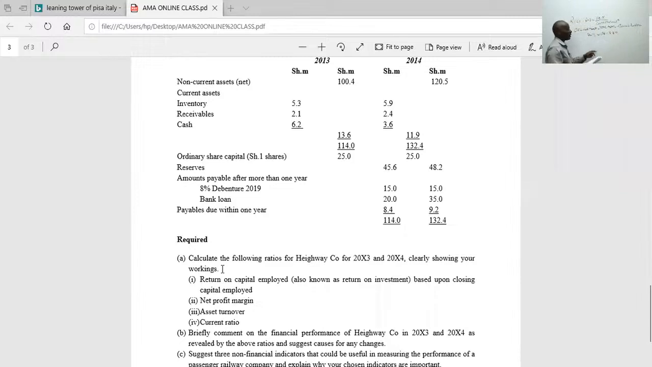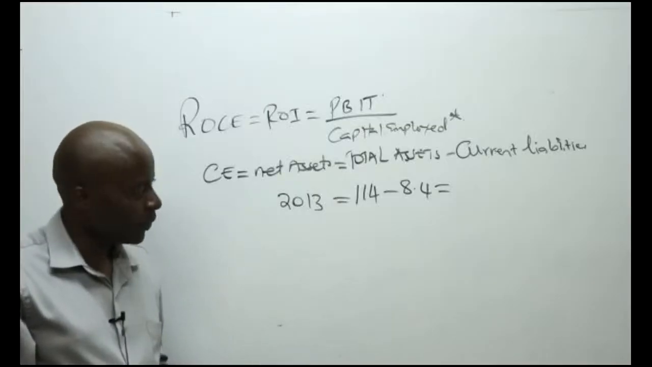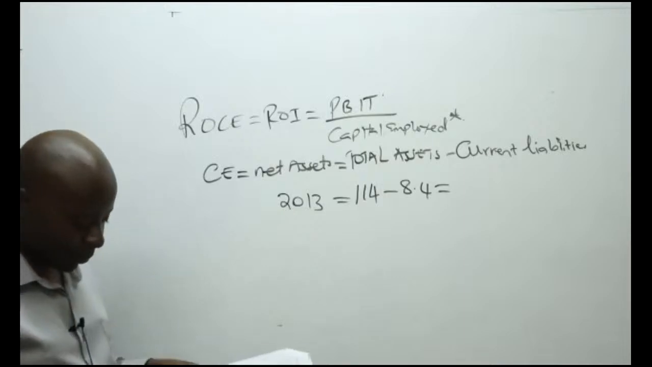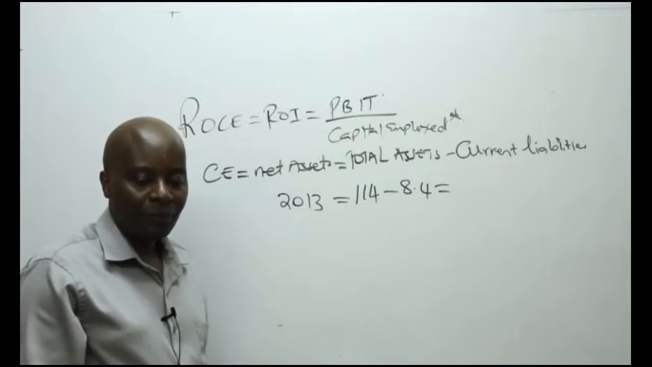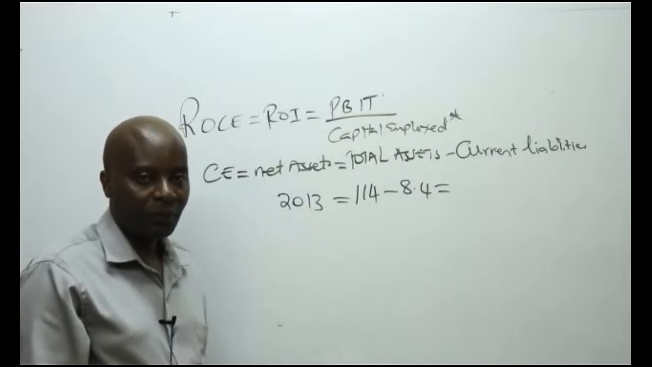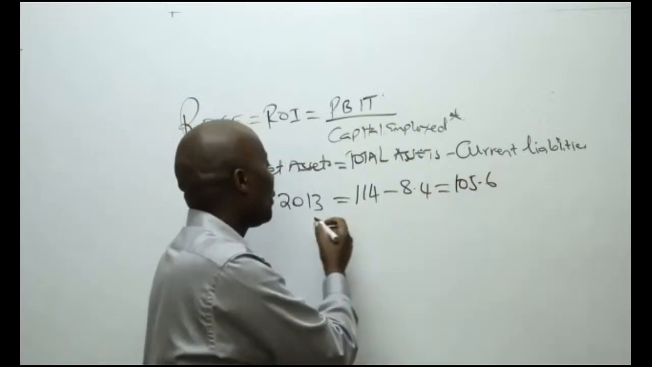So could you kindly give us a figure? 114 minus 8.4 gives us what figure as my net assets? 105.6. 105.6. How about the year 2014?